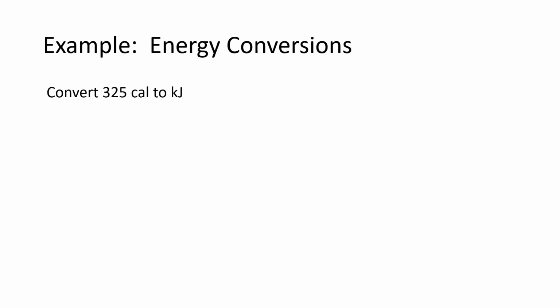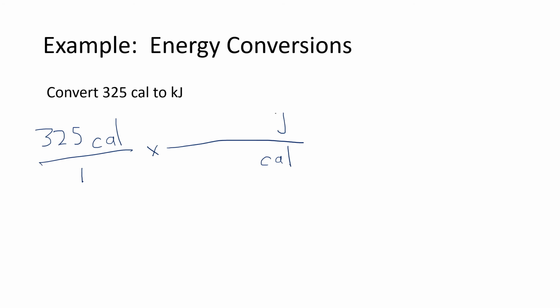If we need to do a conversion between calories and kilojoules, we would start by writing the number we were given, which is the 325, and its unit, which is calories. We're going to place that over 1. Now we're going to multiply by a conversion factor. On the previous slide, we saw the relationship between calories and joules, and that was that 1 calorie is equal to 4.184 joules. I put 1 calorie in the bottom so that I have calories in the top and the bottom and they cancel out. And then joules, the other half, goes up top.